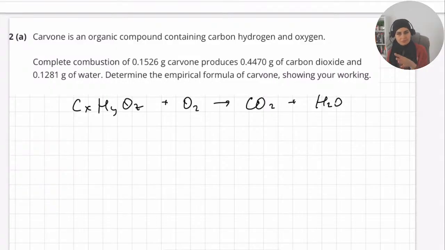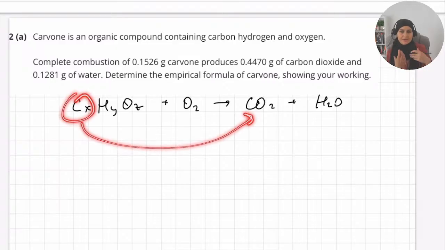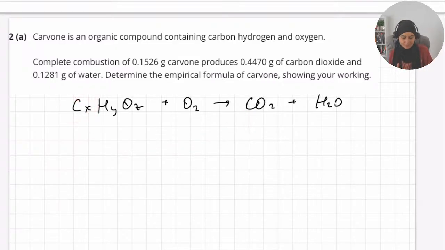So it means that the moles of carbon atoms on the left would equal the moles of carbon on the right. And because we only have carbon in that organic compound, we know that all of that carbon goes into CO2. So if we find the moles of carbon in CO2, it would be the same as the moles of carbon in this substance.